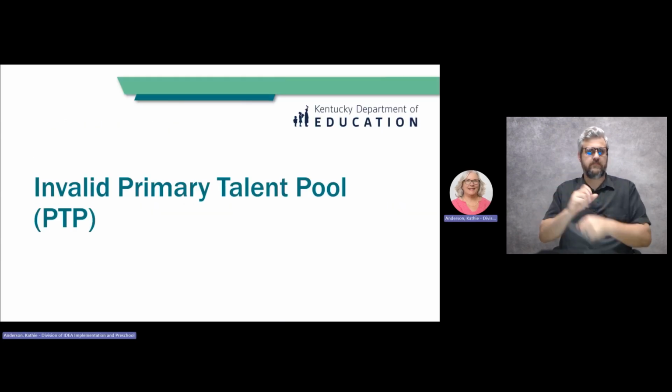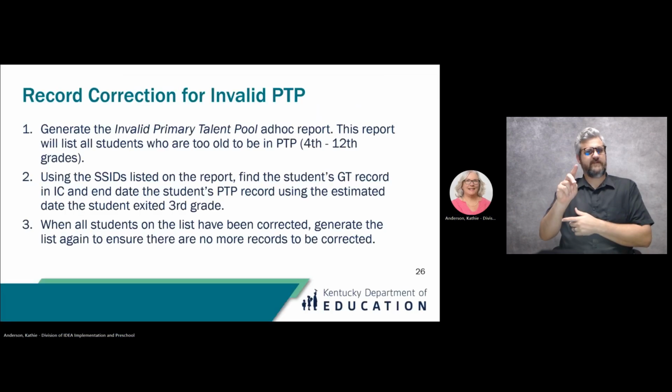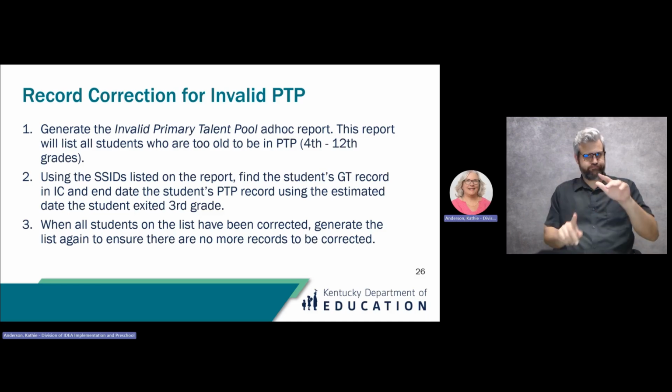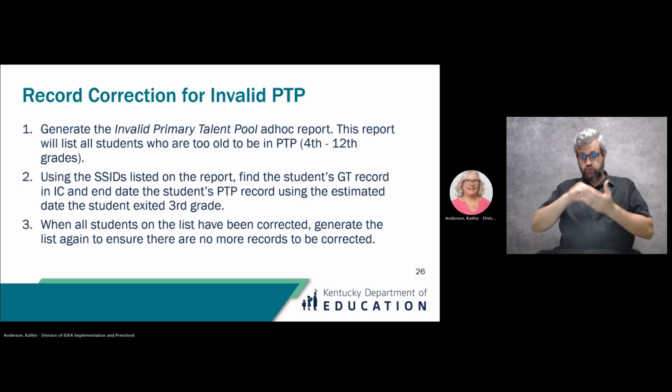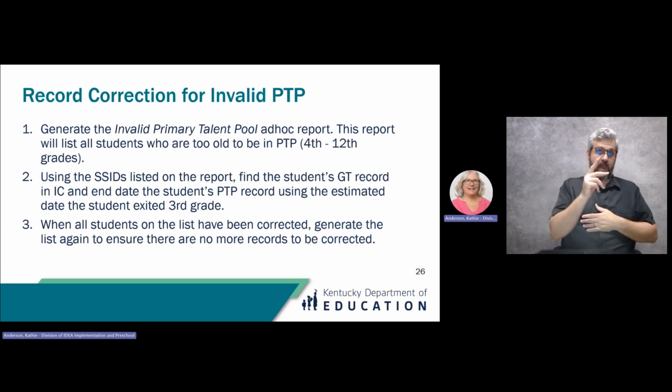Next, let's look at the invalid Primary Talent Pool ad hoc. This report lists the students who are too old to be in Primary Talent Pool or PTP. Don't forget, when creating a new PTP record, to pre-indate the record. Pre-indating saves you time so that you don't have to go back at the end of 3rd grade and indate the record. Follow these directions to generate the report and correct the student's record.